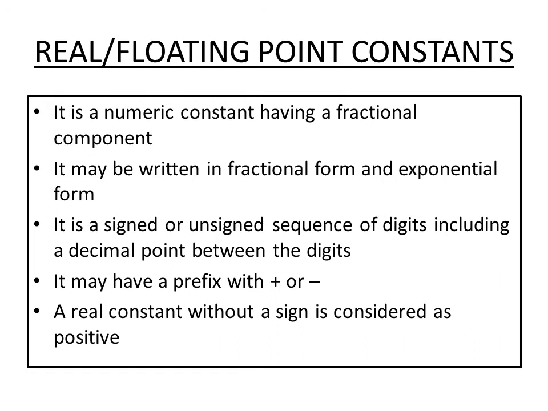Next is real or floating point constants. It's a numeric constant having a fractional part, that is actually a number with the decimal part. Here the decimal part is considered. Those numbers are called floating point constants in programming language. It can be written in fractional form as well as exponential form. Just like integer constants, it is a signed or unsigned sequence of digits. It can have positive or negative at the prefix, and if there is no sign, it is considered positive.